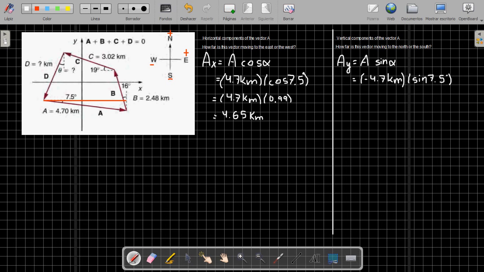All right, we calculate, or let the calculator give us the result of sine of 7.5, and the answer is going to be 0.13. Sorry for that awful sound. 0.13 multiplied by 4.7 is going to be negative 0.61.